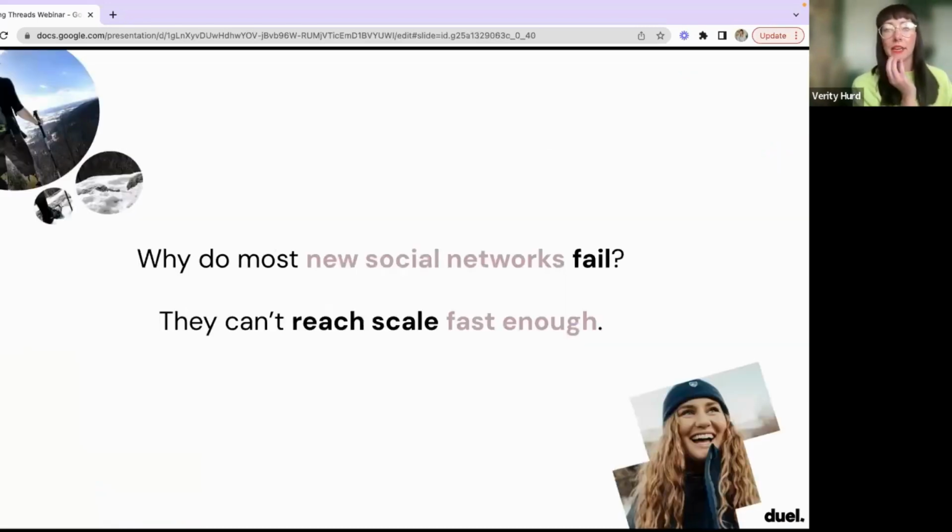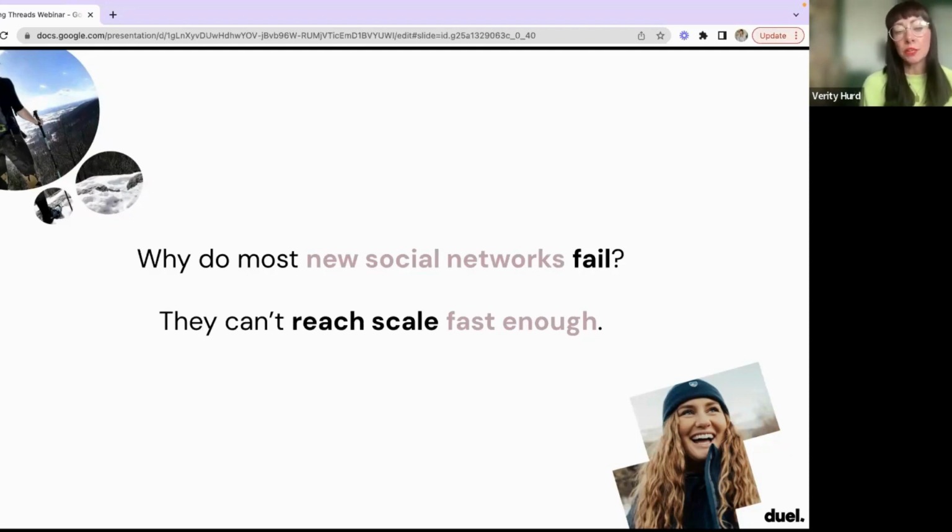And I think what would be really important here is that the question has definitely shifted from what is Threads to, is it going to last? There's been a bit of conversation over the last few days that retention and engagement rates have dropped off.